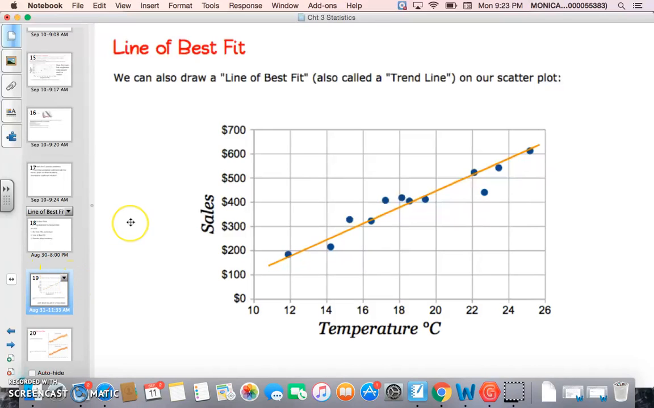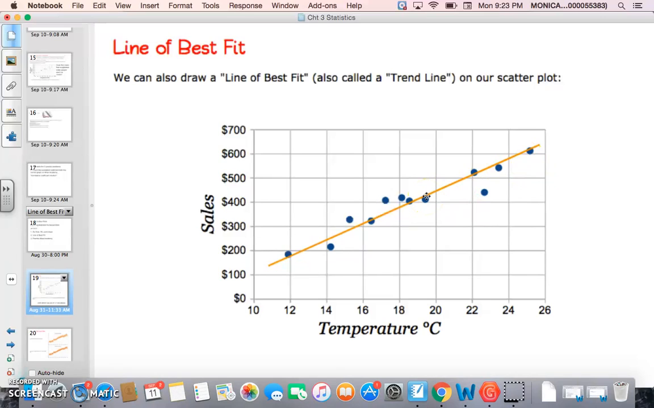So a line of best fit is AKA a trend line. It is also called a linear regression line. And basically what you do is you try to fit a line in the middle of your data points. And what you want to make sure is that you hit as many data points as possible, and there are equal amounts of spaces of data points above the line as below the line.